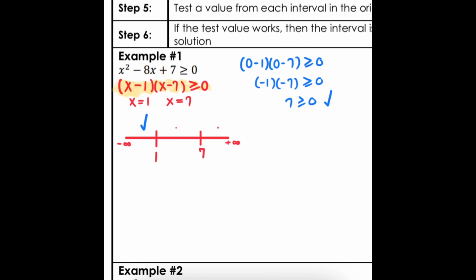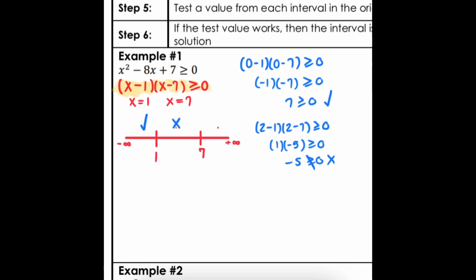Now we're going to test this next interval here. So a number between 1 and 7, you have many picks, but I'm going to go ahead and pick 2. So we have 2 minus 1, and then 2 minus 7. So 2 minus 1 is 1 times a -5. -5 is not greater than 0, so this does not work.